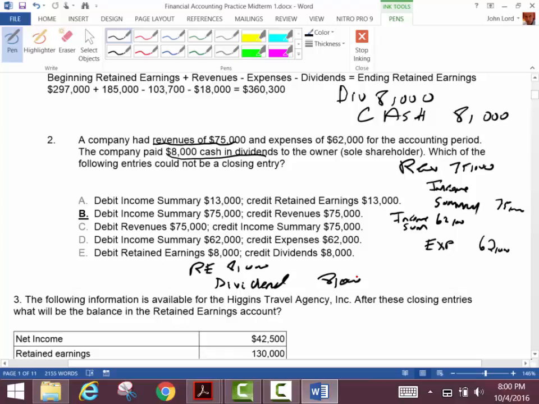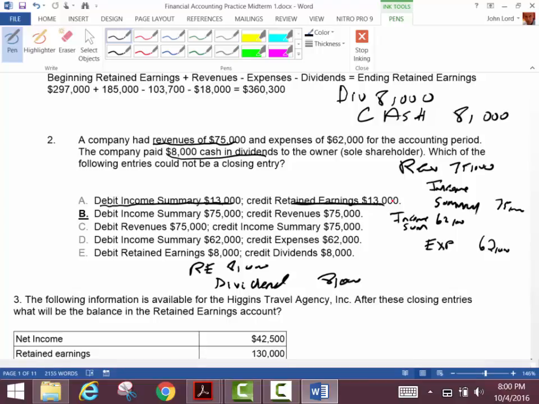Okay? So now you take a look at these choices. Do we debit income summary for 13,000 and credit retained earnings for 13,000? Now I look at that and I'm thinking, well, only if the difference between 75,000 and 62,000 is 13,000, is it? So what the heck are they doing here? Debit income summary for 13,000 and credit retained earnings for 13,000. Why not? Maybe this is why I hate this question.